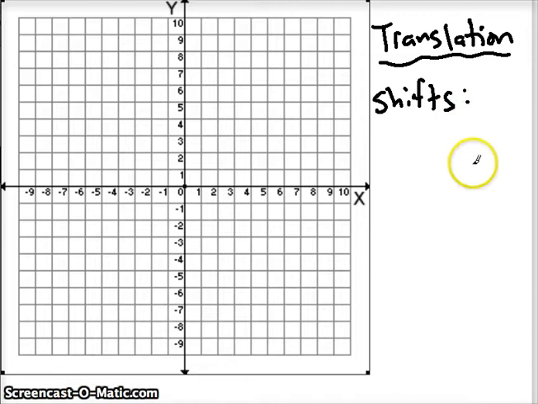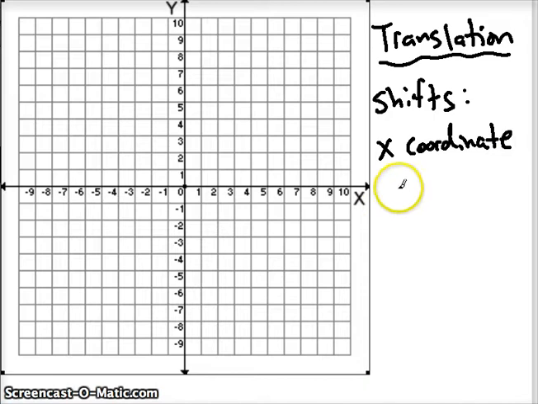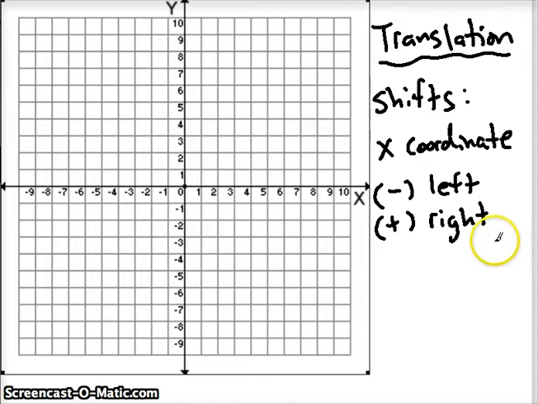And there's two different shifts we can do, right? So if you shift in your seat, you move around, right? So translations are just shifts. We're just moving around. One thing we can do is shift the x-coordinate, or translate the x-coordinate. And if we're talking about negative values, then we go left. And if we're talking about positive values, then we are going to shift right.